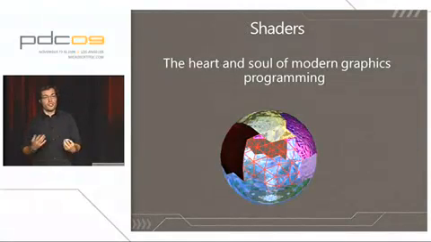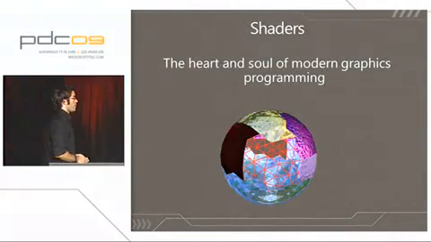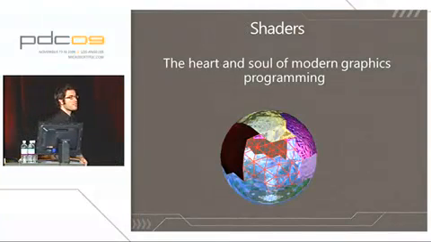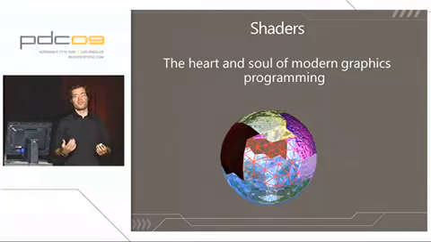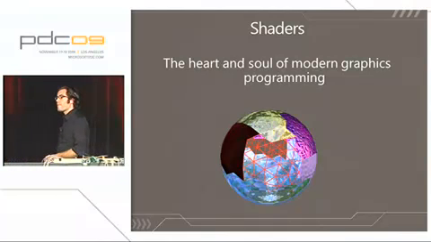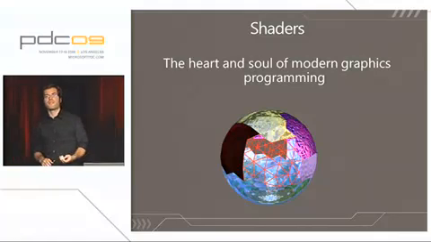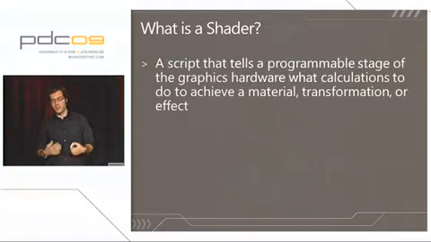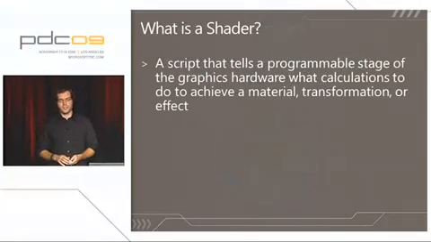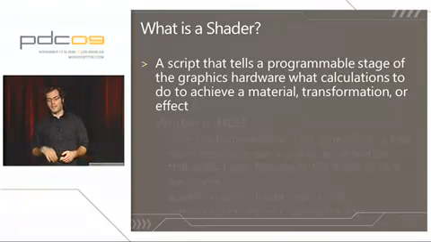Quick review of what shaders are, for those of you who aren't familiar with them. The reason why I put these slides up in any deck that I have is that I really want to make sure people understand shaders. They're really the heart and the soul of modern graphics programming. There are stages in the pipeline I showed before that are programmable, meaning that I can write code to define exactly what that shader stage does. So a shader is exactly that. It's the script that tells a programmable stage what calculations to do to achieve a result, something like a material in the pixel shader's case, transformation in a vertex shader's case, that sort of thing.